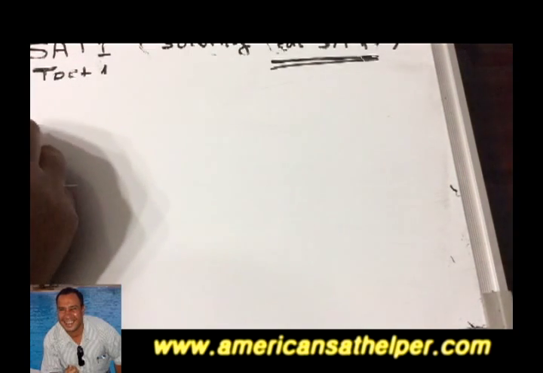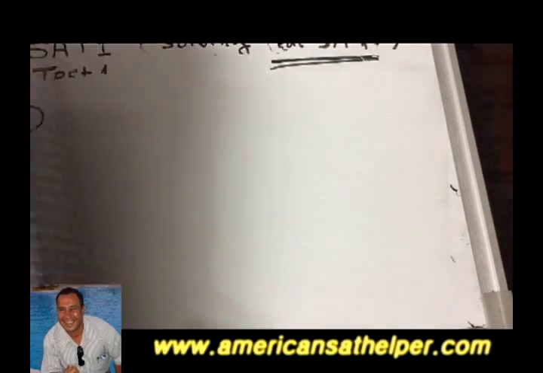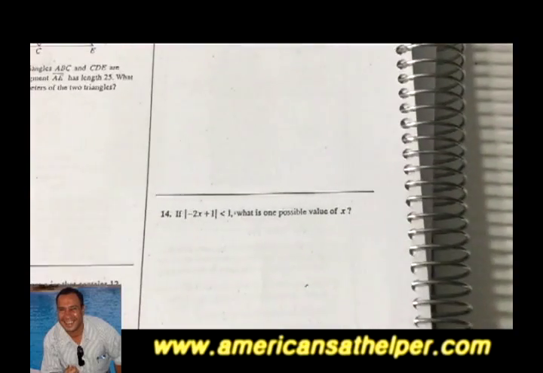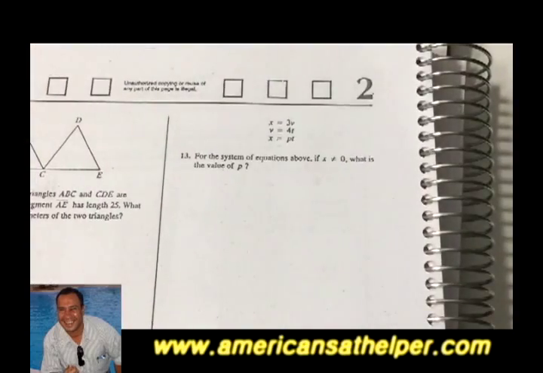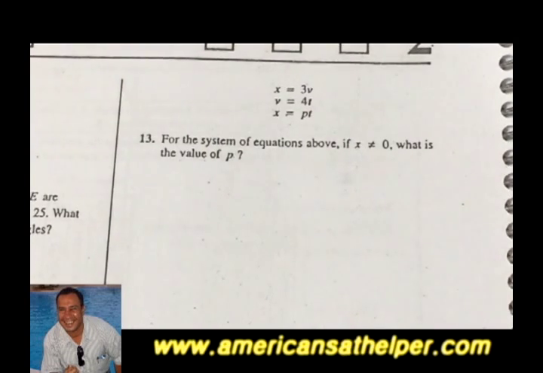Number 13. Look at the question. Look at the problem. This problem states x equals 3v, v equals 4t, and x equals pt. For the system of equations above, if x is not equal to 0, what is the value of p? It's okay.